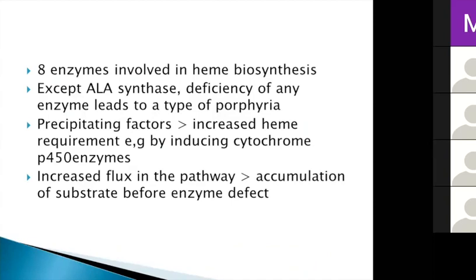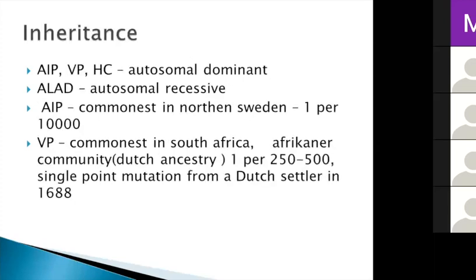Except for synthase, deficiency of any of the enzymes leads to a certain type of porphyria. Precipitating factors usually lead to increased heme requirement, e.g. by inducing cytochrome P450 enzymes. Then there will be increased flux in the pathway and accumulation of substrates before the enzyme defect, which leads to a neurovisceral crisis.